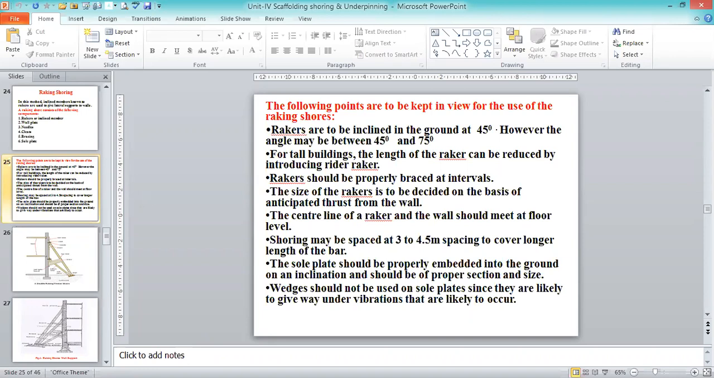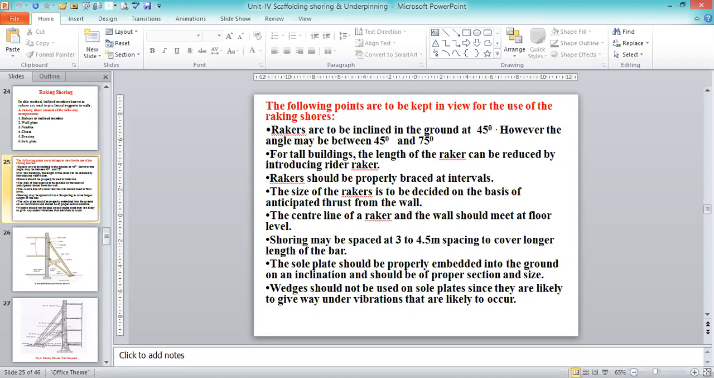Shoring may be spaced at 3 to 4.5 meter spacing to cover a longer length of the wall. The sole plate should be properly embedded into the ground on an inclination and should be of proper section and size. Wedges should not be used on the sole plates. Wedges means we provide the support, based on that below one we are supporting. If more wedges are provided, then skidding is going to occur. That's why we fix with spikes, with bolts and nuts. Wedges we are not going to use.